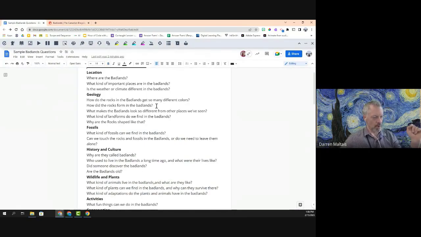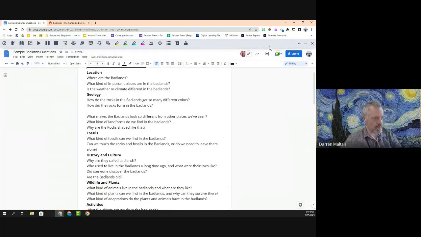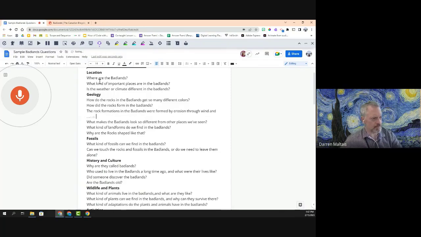How do rocks form? The rock formations in the Badlands. So I could even go in here, and as I find my answers, maybe I want to put them in a different color, but I could also just go right here and write: The rock formations in the Badlands were formed by erosion through wind and water, period. I don't know if I did a great job of that, but you get the idea where I have my answer.